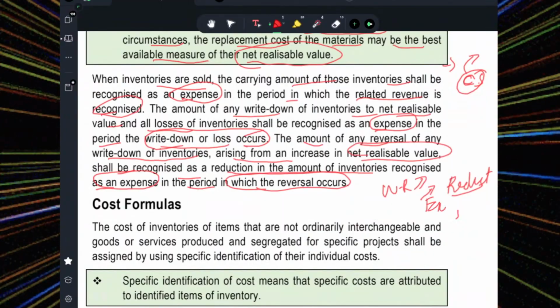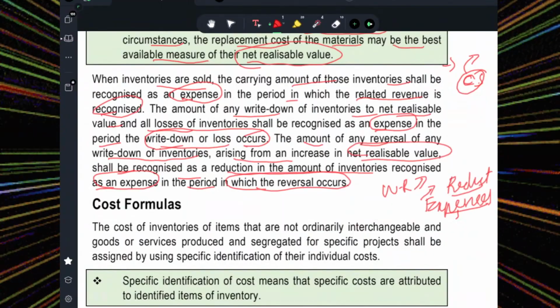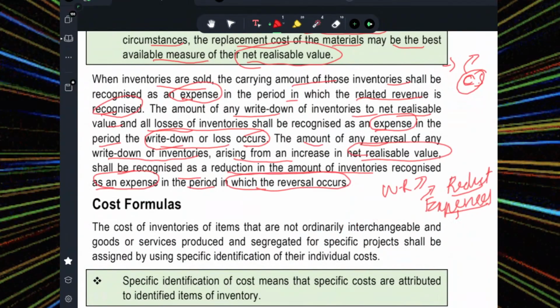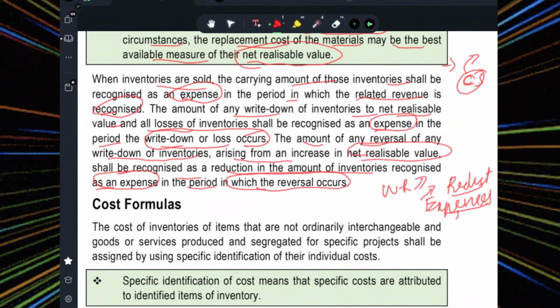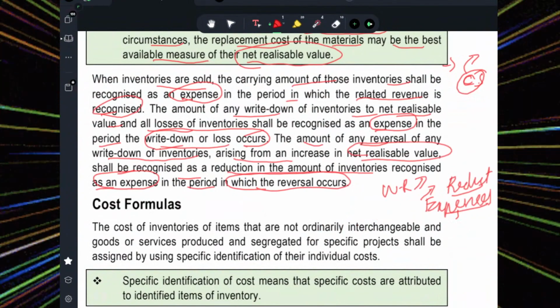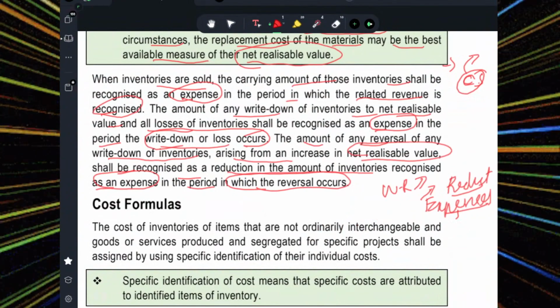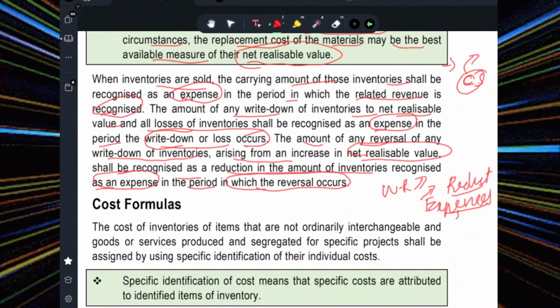recognized as a reduction in the amount of inventory, and that reduction should be considered as expenses. Say you have inventory, the same inventory this year is one thing, and next year the net realizable value of the inventory is falling, then it should be considered as expenses. Okay.